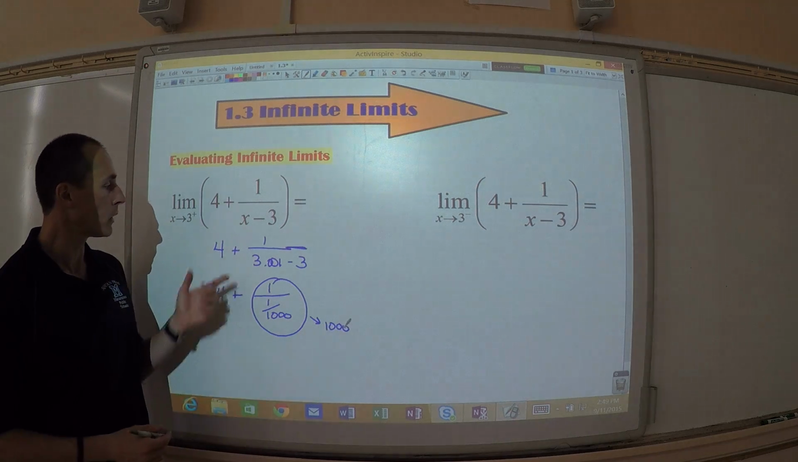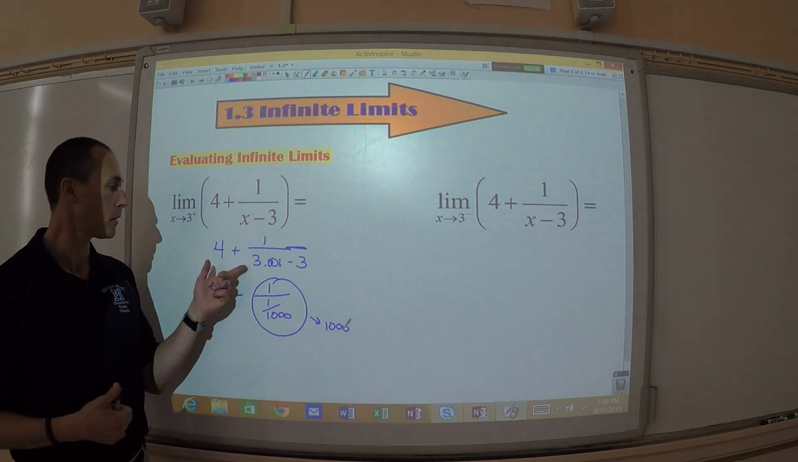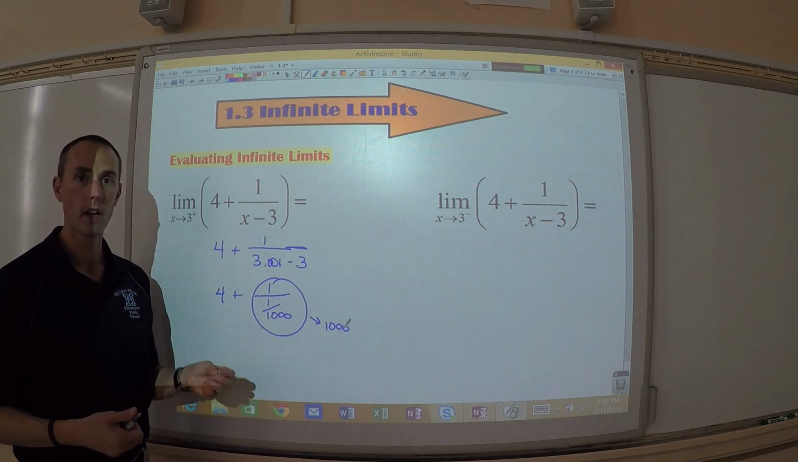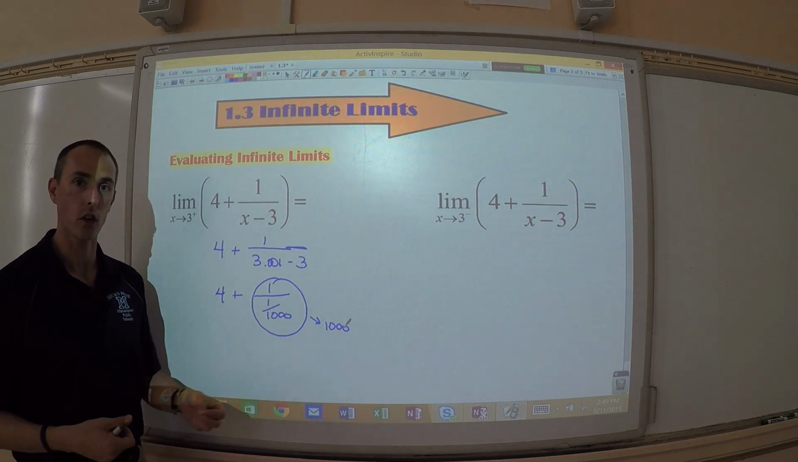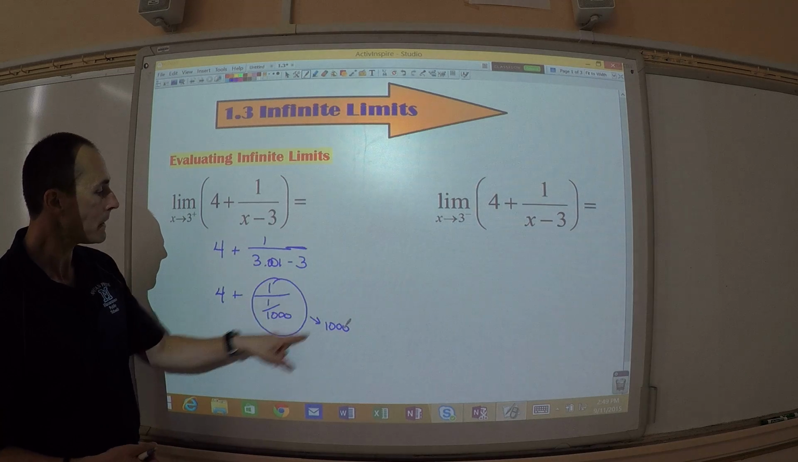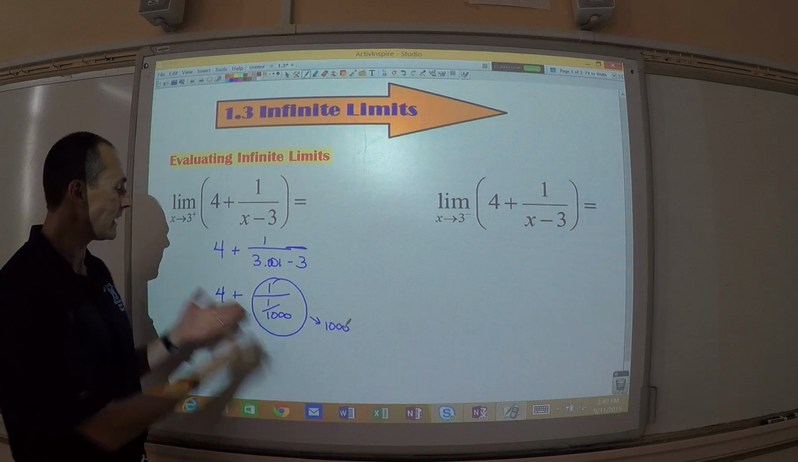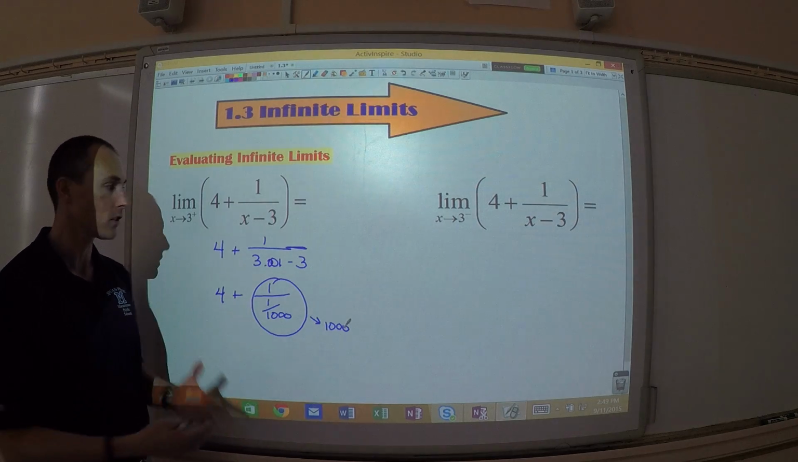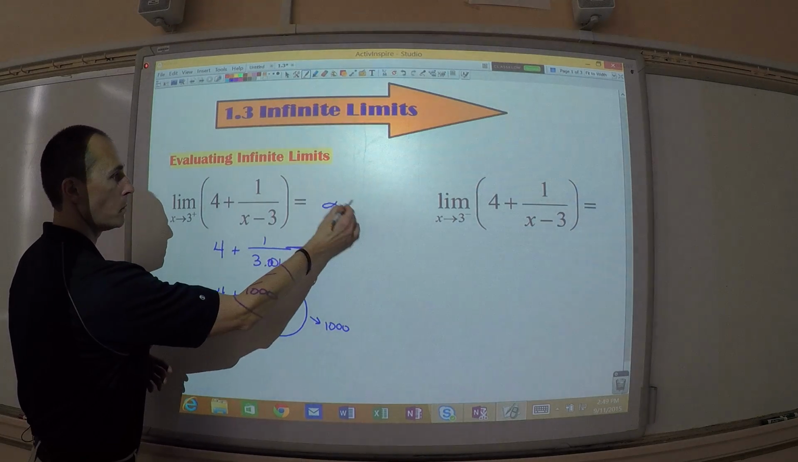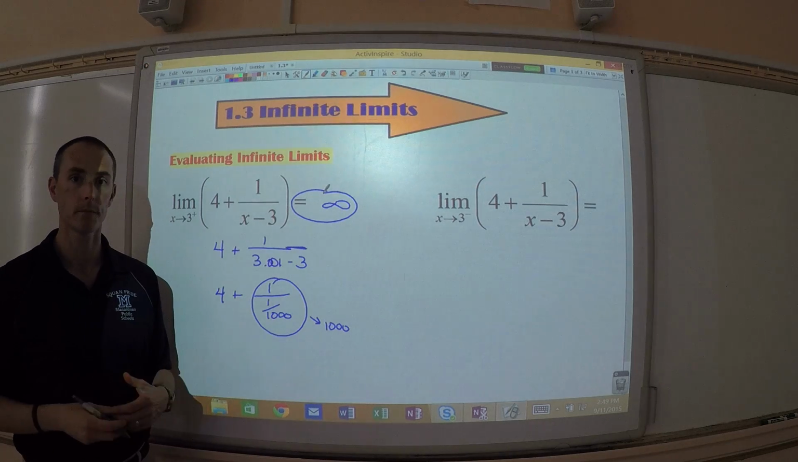So imagine if we were getting even closer to 3, 3.0001, and then add another 0, and keep adding place values. What's happening to this number is it's getting larger and larger and larger. That means that even adding 4 doesn't make too much of a difference. Our conclusion here would be this thing's going towards infinity.